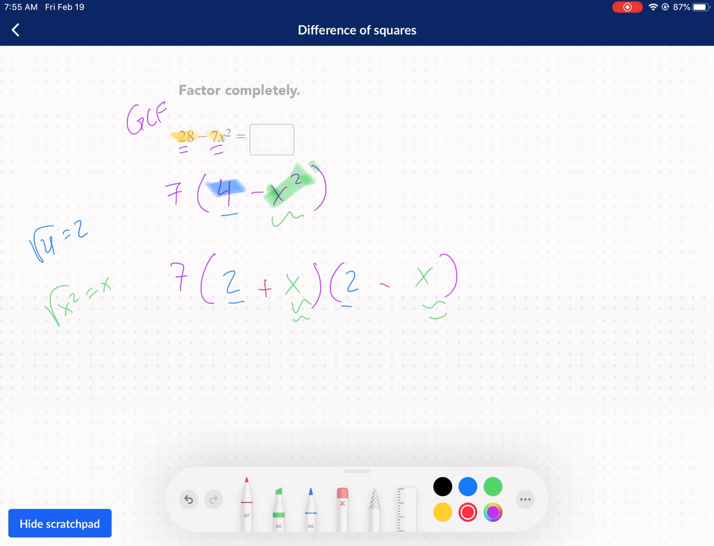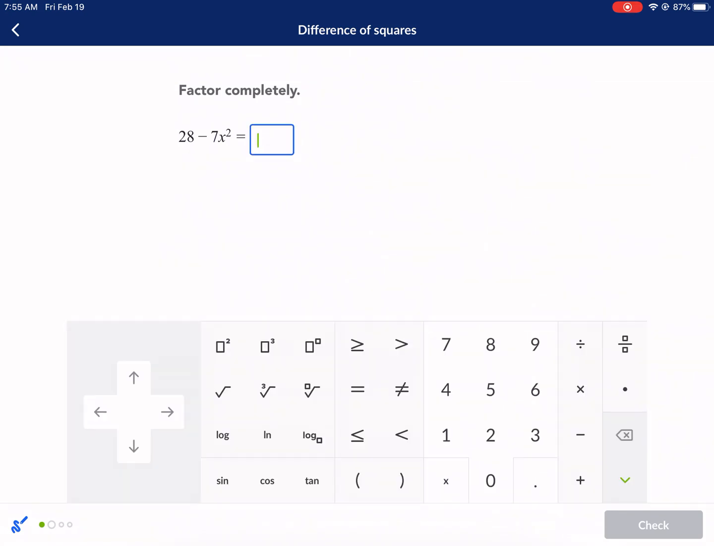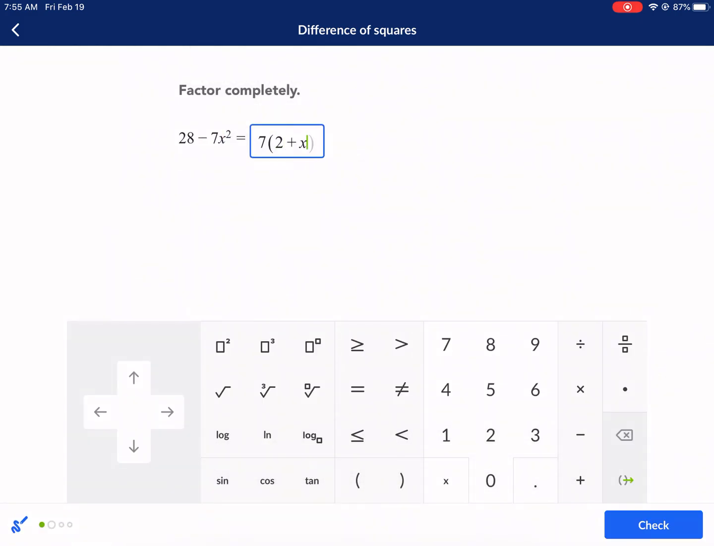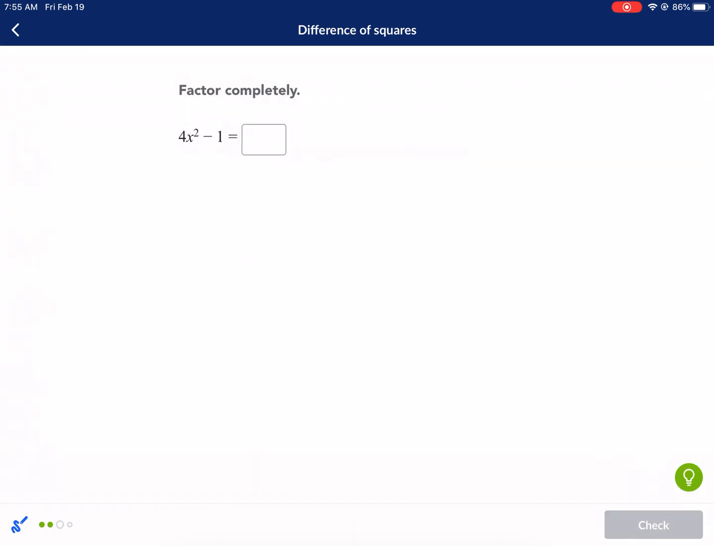Don't forget the 7 out in front. So 7 times the quantity, I already forgot, 2 plus x, and then 2 minus x. And let's check it. All right, great. Move on to the next one.